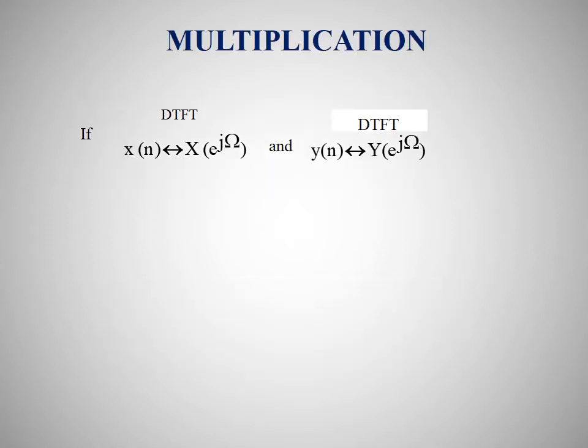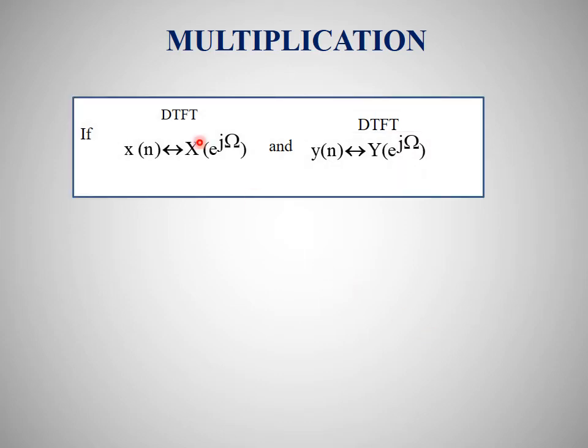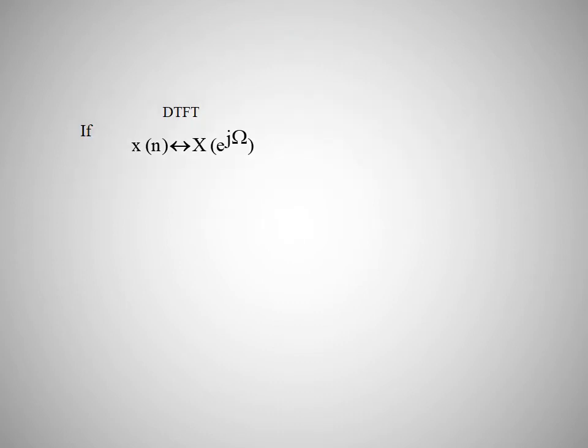The next property is multiplication. Here also we assume that we have two signals x of n and y of n with the respective DTFTs as X of e^jΩ and Y of e^jΩ. Then the multiplication property states x of n into y of n is going to be equal to 1 by 2π integral over 2π of X of e^jθ Y of e^j(Ω minus θ) dθ. This is also an important property since it is considered as the dual of convolution.